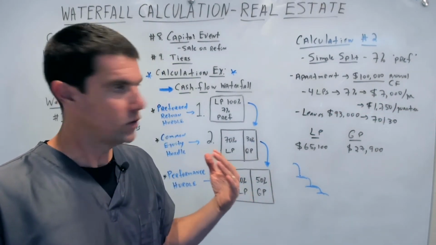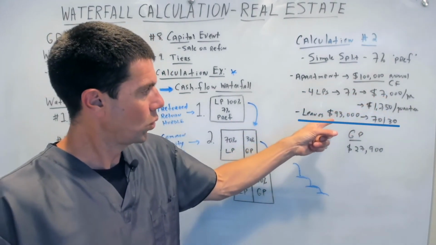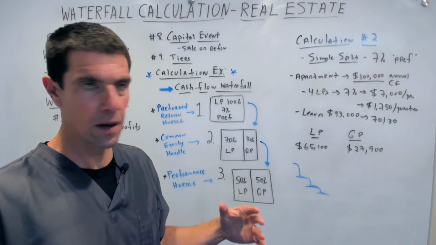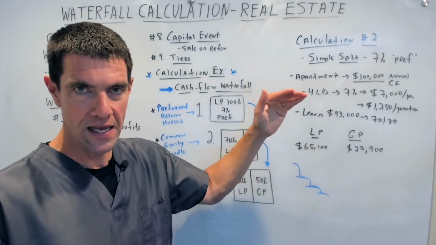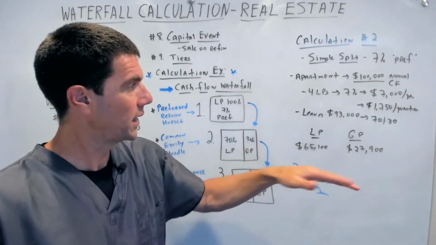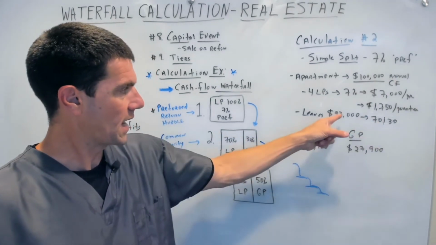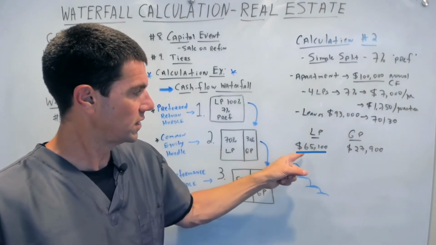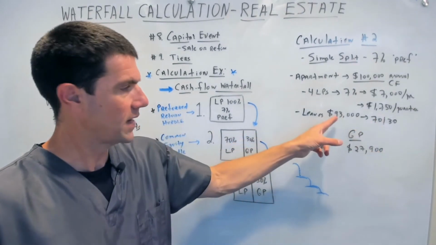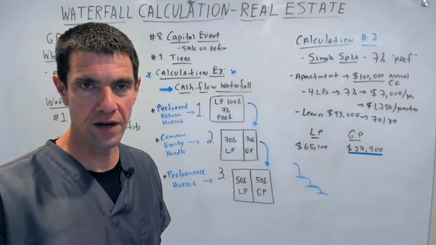Now, if you take $100,000 and subtract $7,000, that's going to leave you with $93,000. In this situation, the way that it's set up, the $93,000 is after the pref is made and the limited partners are paid, so now it's split 70-30. So 70% of the remaining $93,000 goes to the limited partners, which in this example is $65,100, and 30% of the $93,000 goes to the general partner, which in this case is $27,900.